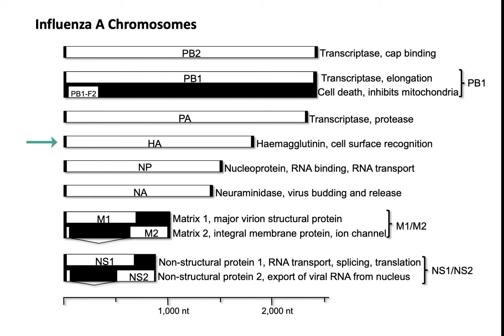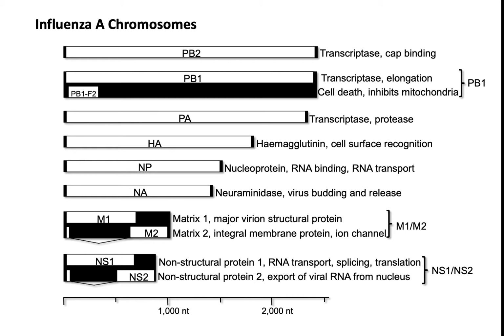HA, that's the hemagglutinin surface protein. NP is the nuclear protein, RNA binding and RNA transport. NA is the gene for the neuraminidase protein. And then the M1, M2 are those matrix proteins. And NS1 and NS2 are for non-structural proteins that have functions such as RNA transport, splicing, translation, and export of the viral RNA from the nucleus.